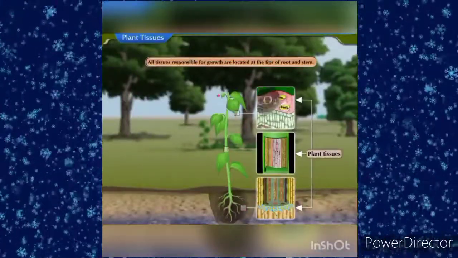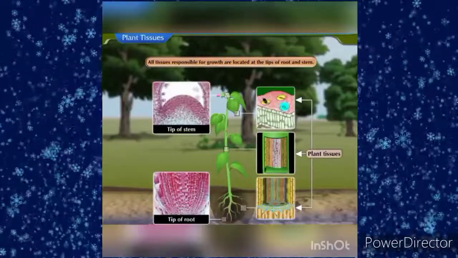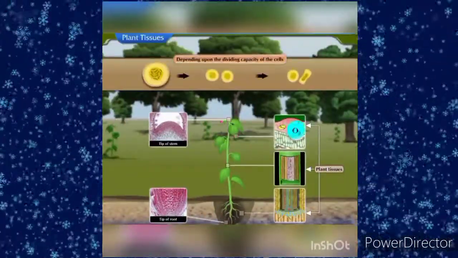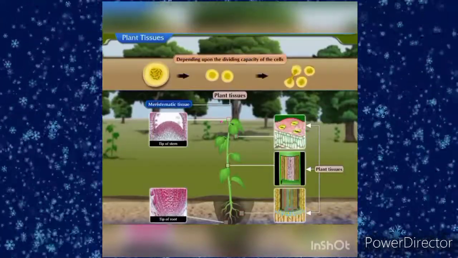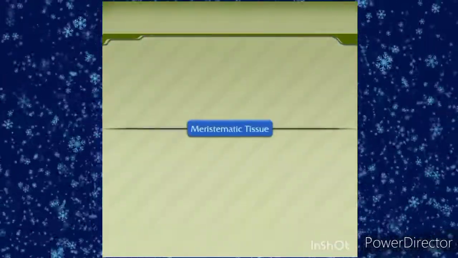All tissues responsible for growth are located at the tips of root and stem. Depending upon the dividing capacity of the cells, plant tissues can be classified as meristematic tissue and permanent tissue. Meristematic tissue.